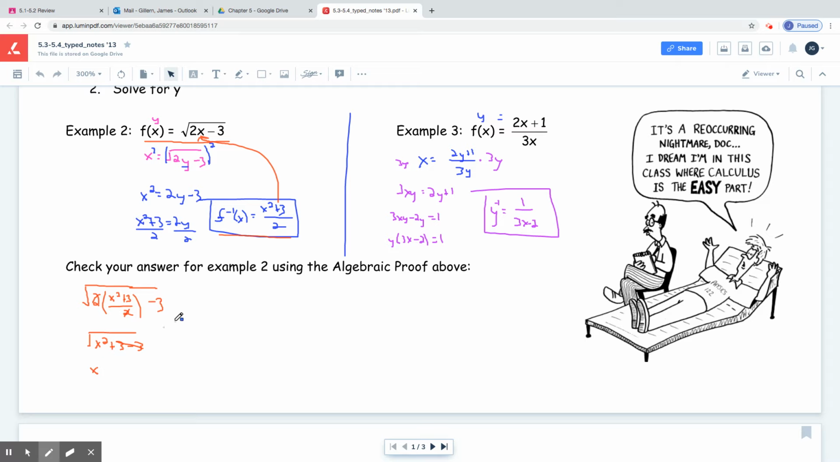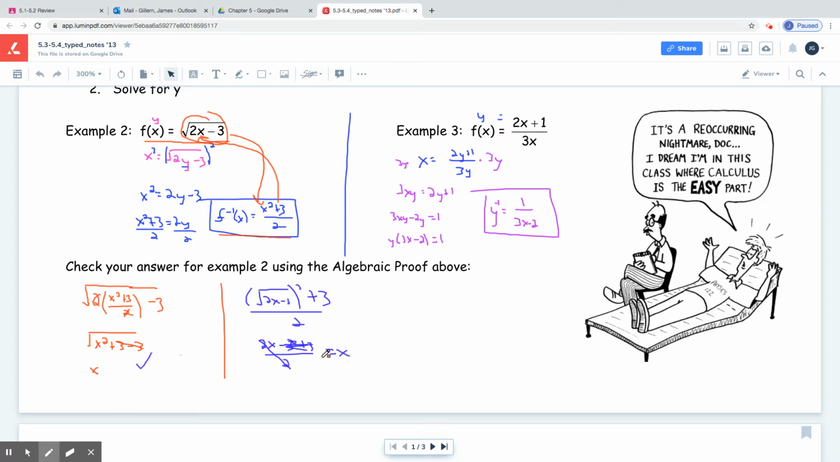Now we have to do the opposite. We have to take all of this and plug it in for that x. So we take the quantity of the square root of 2x minus 3, all of that squared, plus 3, all over 2. So we're doing f of g of x and then g of f of x. When you square a square root, you get rid of the radical. So it's just 2x minus 3 plus 3 over 2. Negative 3 plus 3 cancels out, the 2's cancel out, and you're left with x.